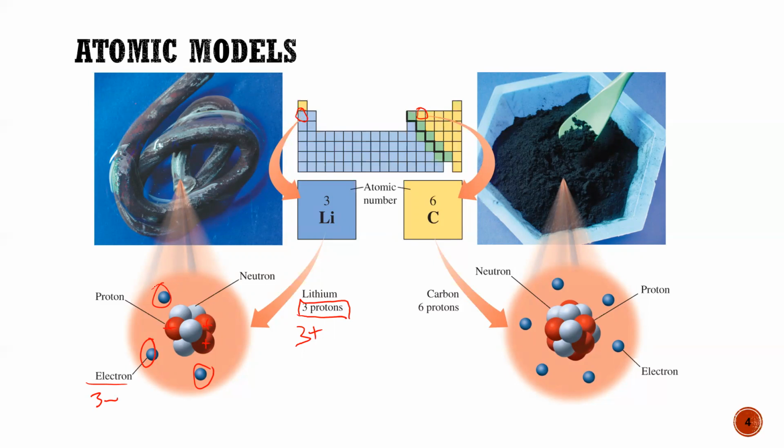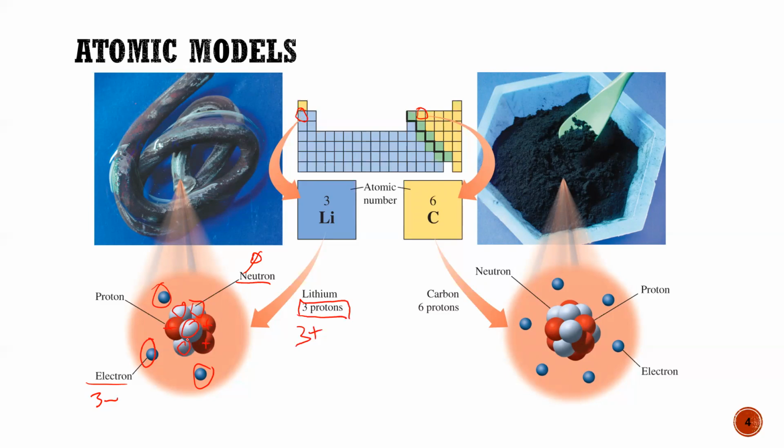There is another subatomic particle, the neutron, and the neutron is neutral, has no charge, and doesn't affect the charge of the atom. It does contribute to the mass, and we'll talk about that in the upcoming slides. If we look at this particular atom of lithium, we see that there are 1, 2, 3, 4 neutrons.